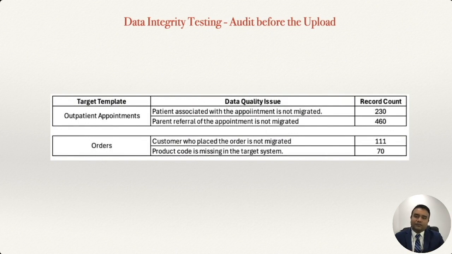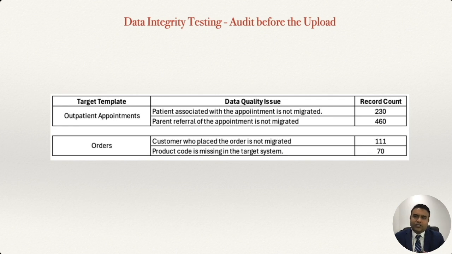For example, no order record can be loaded in the target system without the customer record already available who placed the order. Similarly, no appointment or booking information can exist without the corresponding patient record. Employee record must have a valid team identifier of a team already created in the target system.